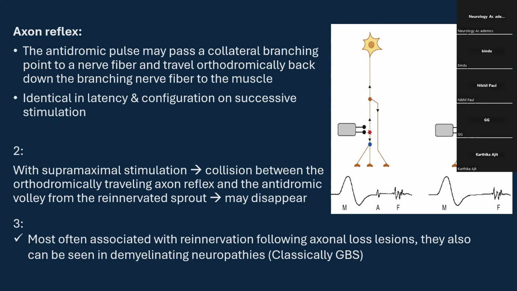Now suppose we give a supramaximal stimulation as shown in that second picture. In addition to our nerve being stimulated, we also stimulate the new sprout. So both of those impulses can cancel out each other, and therefore with supramaximal stimulation this A wave can be absent. It has been classically described in GBS, and it is most often associated with reinnervation following axonal loss lesions.